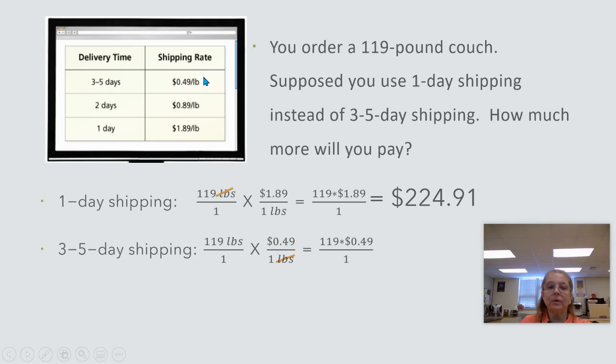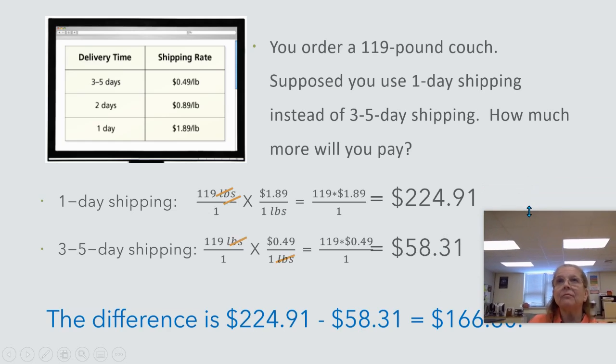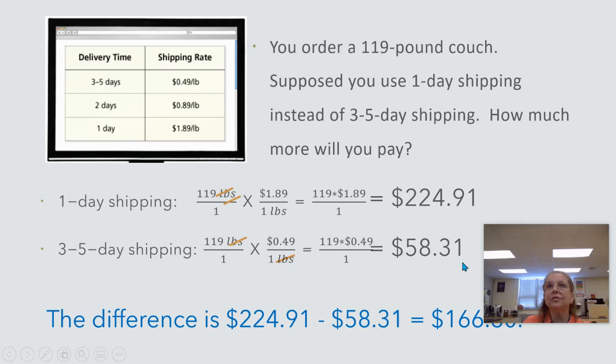Well, let's see what the 3 day shipping is. The 3 days is only 49 cents a pound. Make sure the units are going to cancel out. I think my units are off a little. I'll have to fix that later. But it's $58. So to get this in 3 to 5 days, I only pay 58. To get it the next day is 224. Well, what's the difference? Is this something I'm willing to pay? I would have to subtract the two. Am I really willing to pay an extra $166.60? It's $166.60 underneath that picture.